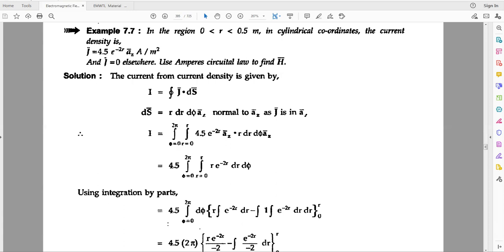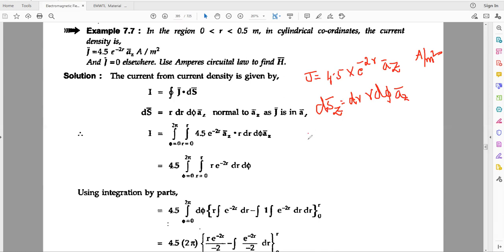Given that J bar is in the direction of AZ bar, J bar is given as 4.5 e power minus 2r into AZ bar. J is a current density, so definitely it is a surface density, ampere per meter square. Now the dS, differential surface area normal to the Z direction. In cylindrical coordinates, the differential element is r dr d phi. So dS bar is equal to r dr d phi AZ bar.